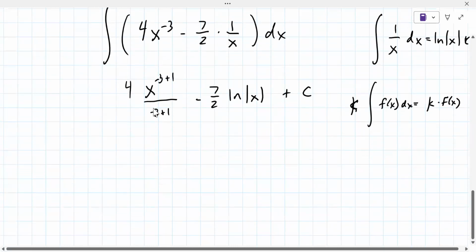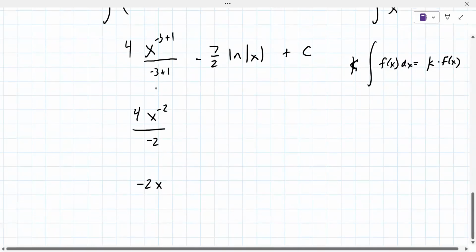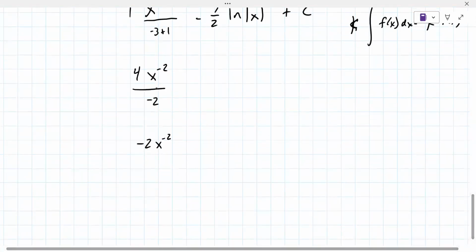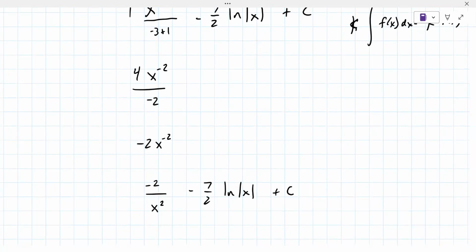All right. So now on the left here, you have 4x to the minus 2 over minus 2, which becomes minus 2x to the minus 2. Or maybe, depending on how your tests are, it might be rewritten like this. So you have to be comfortable with all the different ways to present your answer. A lot of students will get the right antiderivative, but they will not be able to match it up to the answer presented.